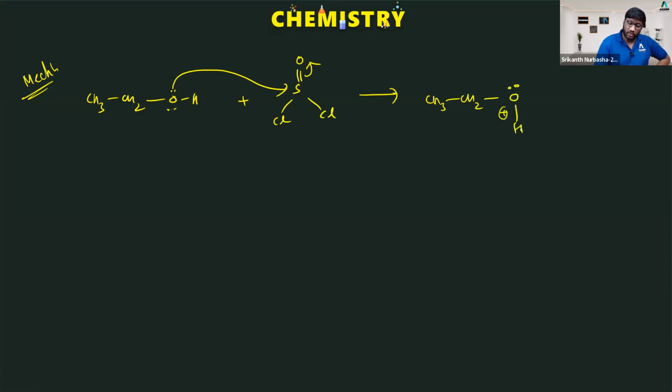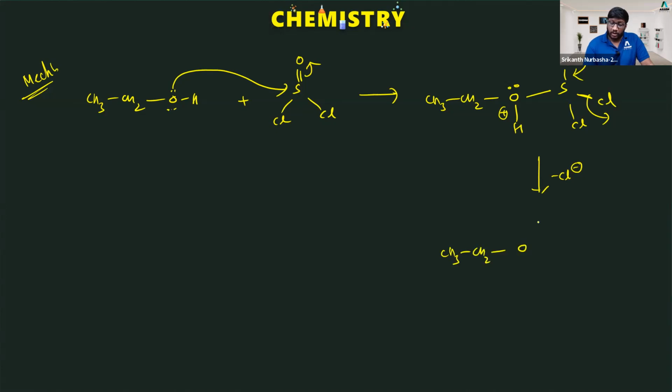Oxygen has a positive charge, with the OH bond as it is, and oxygen is attached to sulfur. Sulfur is now connected with SO minus, Cl. The negative charge on oxygen comes back in, because the S double bond is stronger. As soon as the negative charge comes in, chloride is lost. So you can have CH3, CH2, oxygen having one lone pair with a positive charge, an OH bond, and oxygen connected with S double bond O and Cl.